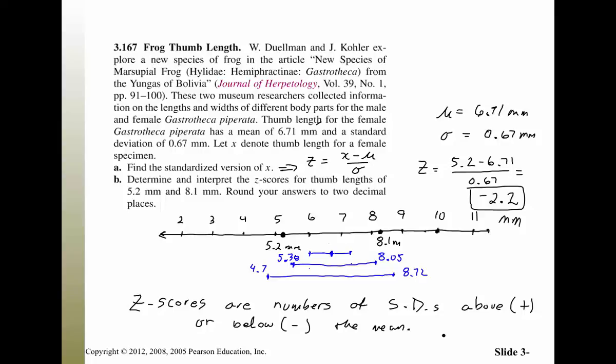All right, so what would you predict? Don't do the math yet. What would you predict for the z-score of 8.1? What do you think it's going to be? Less or greater than 2? So it's 8.1 millimeters versus what is exactly 2 above? 8.05. So this z is going to be a little bit greater than 2, because it's a little bit greater than 2 standard deviations above the mean. Okay, find it. So find the z-score for this data value 8.1.